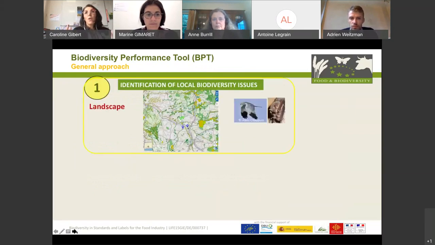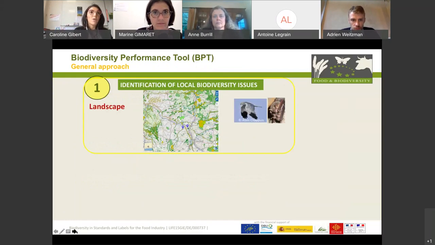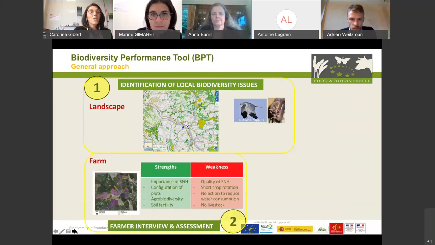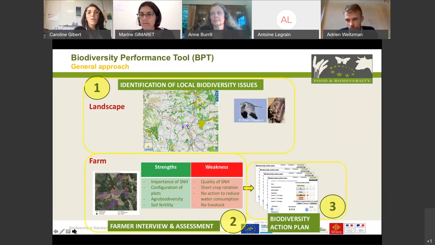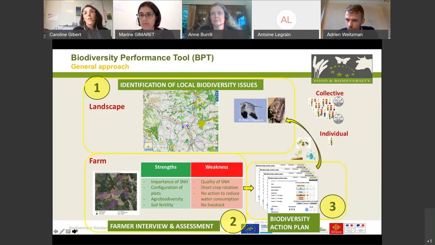So the general approach we wanted to implement through the BPT is first to help farmers, advisors, and all the target groups I cited just before, to identify local biodiversity issues at landscape level, because we will protect better what we know. Second, the idea is to make a farmer interview, proceed to the assessment, and evaluate the strengths and weaknesses of the farm to help them improve these weaknesses, and then to propose a biodiversity action plan that could be discussed at individual or collective group level.